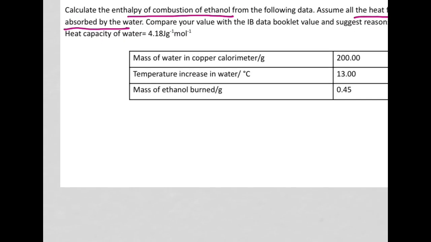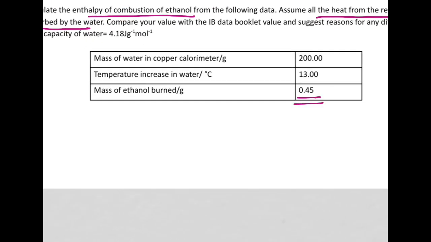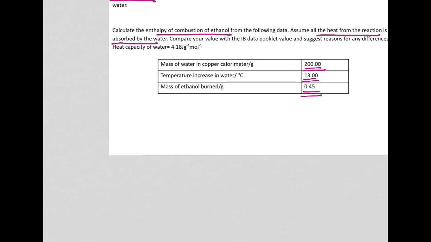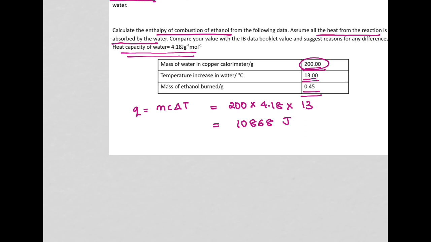So mass of ethanol burnt is given, increase in temperature is given, mass of water in calorimeter is given. Therefore, we can find Q, mc delta T. I am going to use mass of water. Why will I use mass of water? Because I have specific heat capacity of water. I'll calculate it. I'm going to get my answer in joules. So this is joules, so I get the answer in joules. I'm going to convert it to kilojoules already.